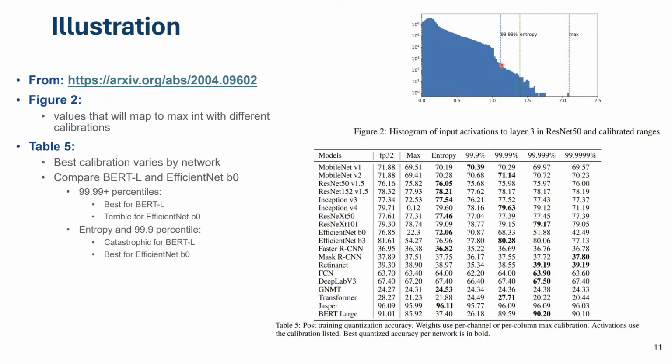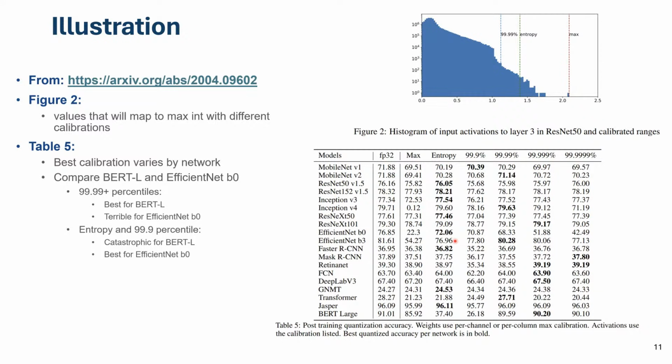Another approach is to do percentile-based calibration. So you say, okay, I will find the 99.99th percentile of my values, and I'll make that turn into the maximum integer, and everything above that would get saturated, so it just turns into the same value. So you can see you will be saturating more and more values based on different approaches here. And then the table here just shows what happens to various networks.